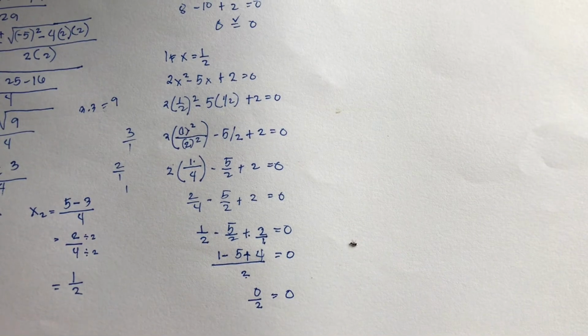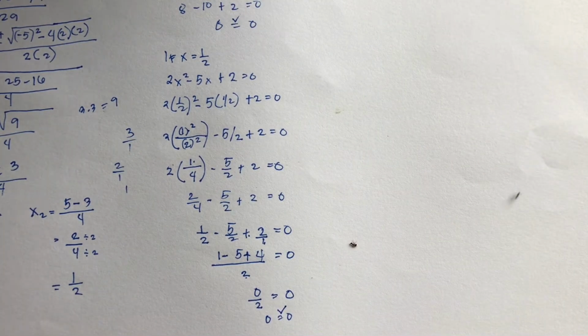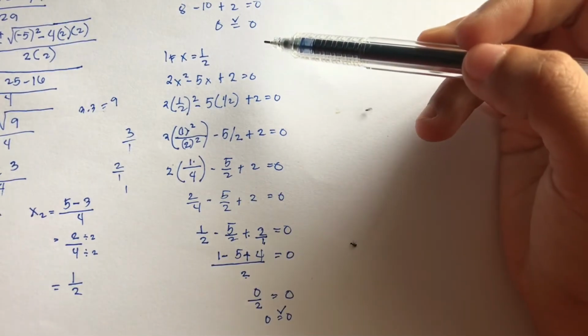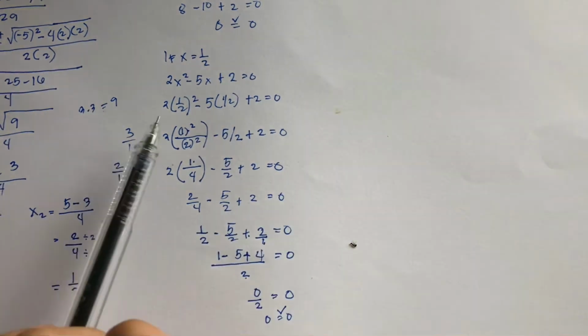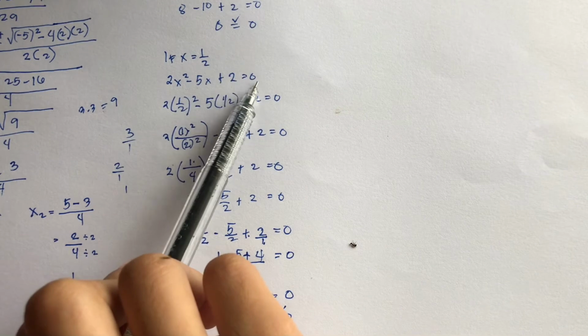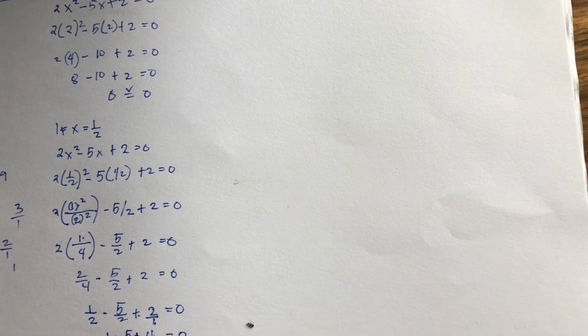Now, 0 divided by 2. Remember that any number used to divide 0 still gives 0 as the result. So, this checks. Now, we're done checking. Since both sides are equal and the outcome is 0, that means the solution for this quadratic equation 2x squared minus 5x plus 2 equals 0 is 2 and 1 half. Okay. Okay, let's have another example.